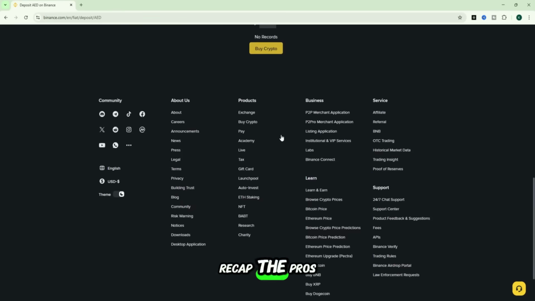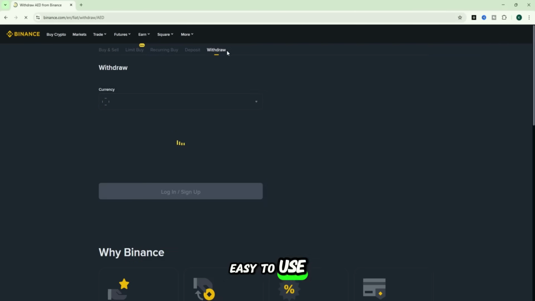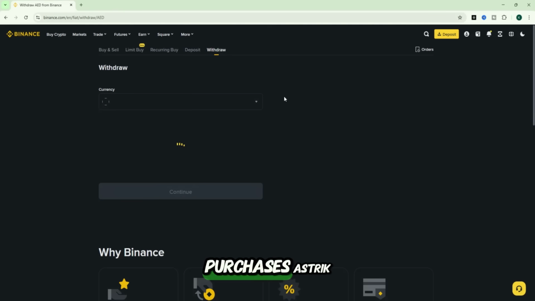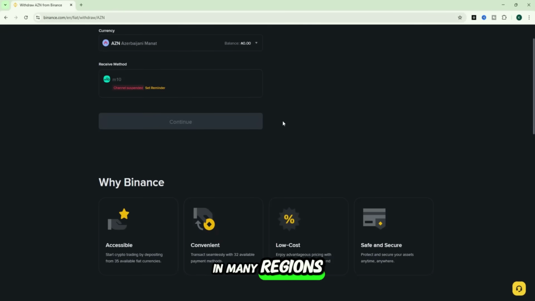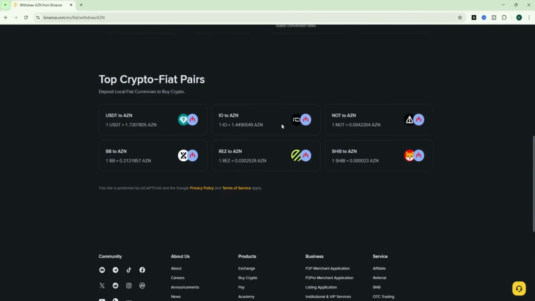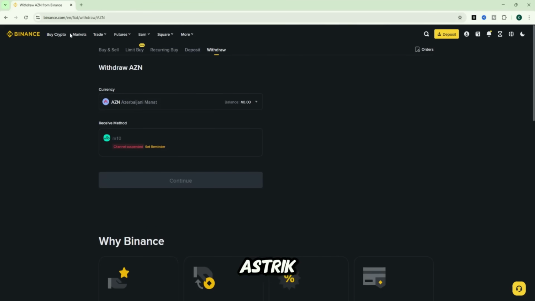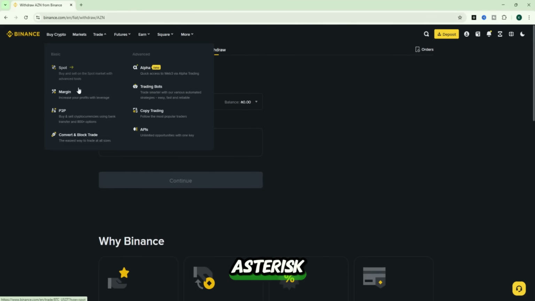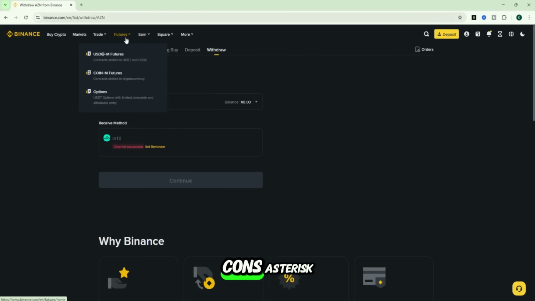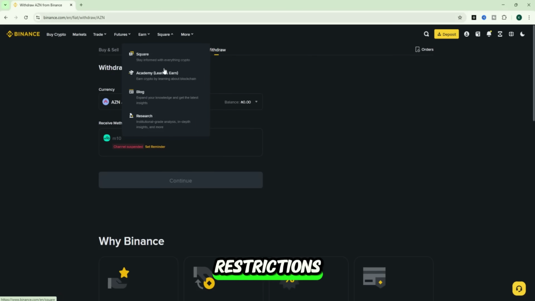Let's quickly recap the pros and cons. Revolut pros: easy to use, instant purchases, regulated in many regions. Revolut cons: limited crypto features, no wallet withdrawals. Binance Futures pros: advanced tools, high liquidity, potential for big gains. Binance Futures cons: high risk, learning curve, KYC and regional restrictions.